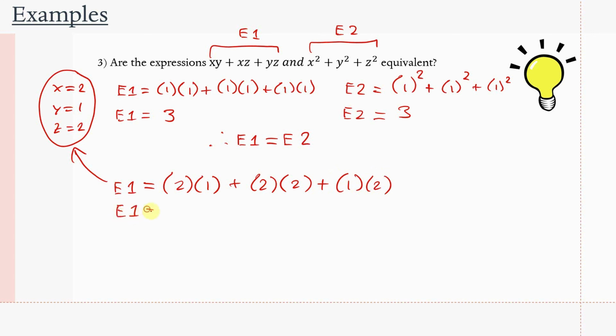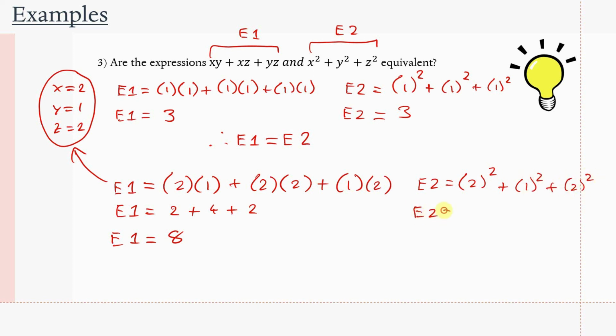So now E1 will be 2 here, plus 4 here, plus 2 here. Expression 1 will evaluate to 8. Now if we do expression 2 here on the side, we can see that x is going to be 2 now, squared, plus y, which is still 1, squared, plus z, which is now 2, squared. This will simplify or evaluate to 4 plus 1 plus 4, which will evaluate to 9.